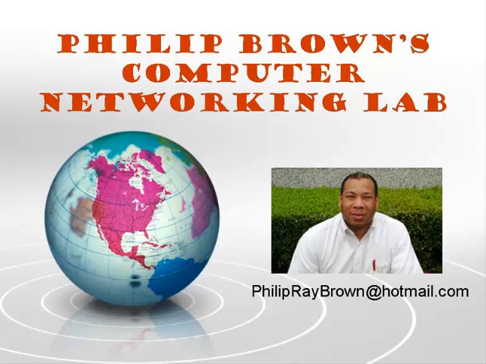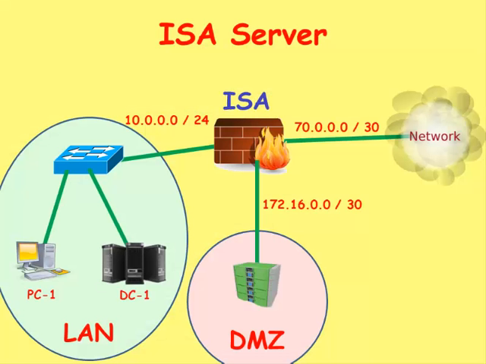You're watching the instructional video called ISA Firewall. We are looking at the network of the PhilBrown.us network. There are three sections that are all connected together through the ISA server. The ISA server is a firewall whose main job is to protect our LAN network.